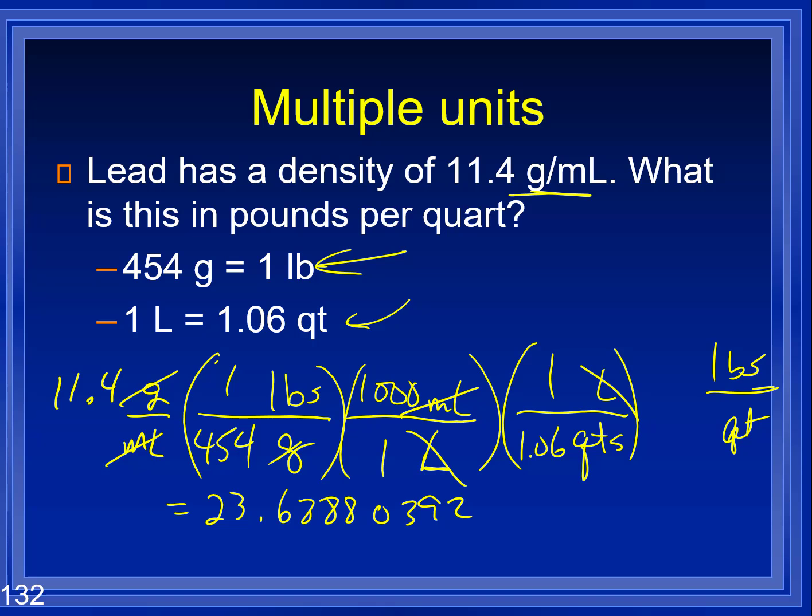So let's think about sig figs. 11.4 grams per milliliter. Is that a definition? That's something you measure. Can you define how dense something's going to be? Here's a piece of wood. Tell me how to make it this dense. I can't do that. Can't define a density. So this has 3 sig figs on the 11.4.